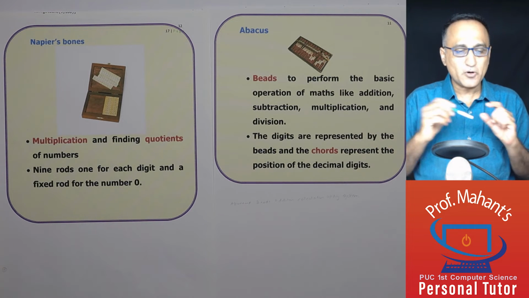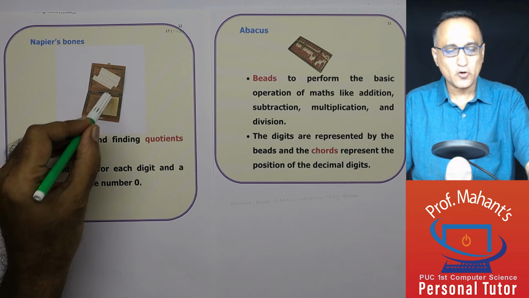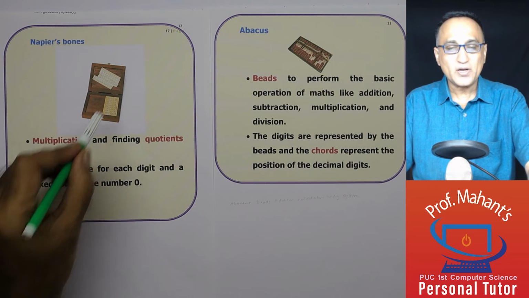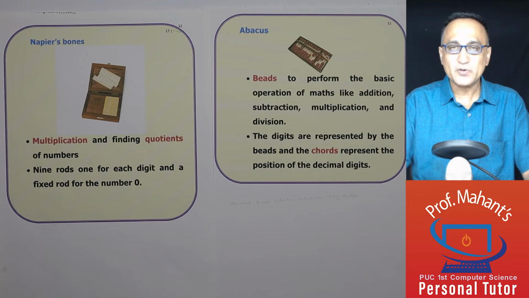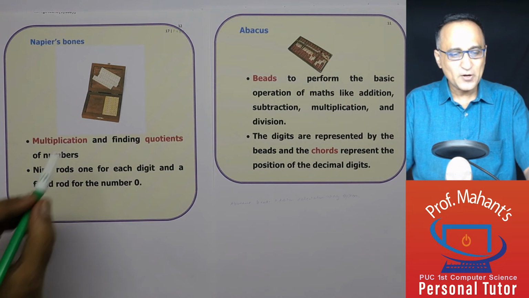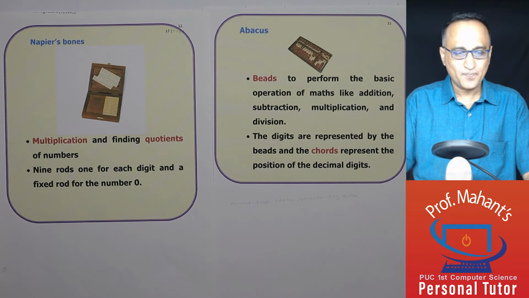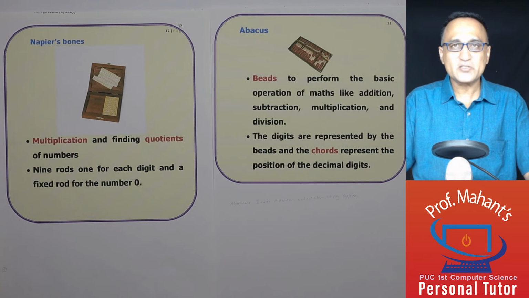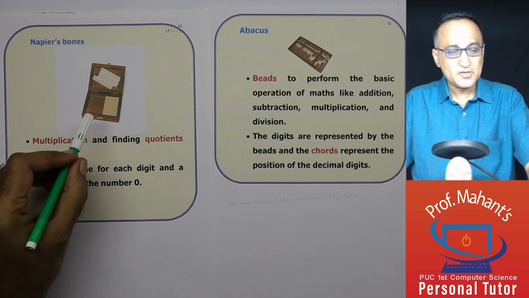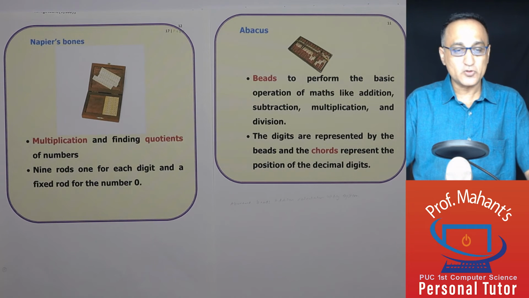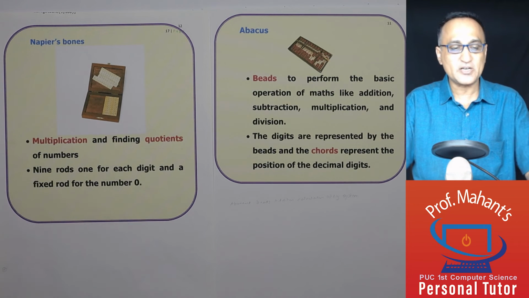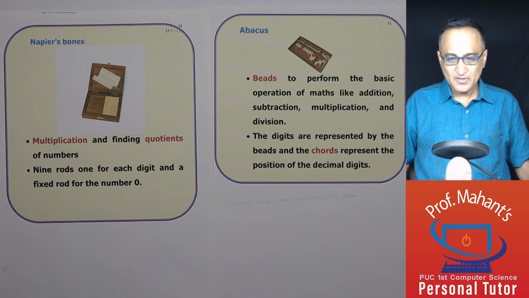So the unique thing about Napier's bone was you had rods like this. You had a total of 9 rods representing digits between 1 to 9. And you had a fixed rod for the digit 0. Napier's bones were made out of wood, it could be metal, it could be ivory, and any other common material available at that particular point of time. So Napier's bones were quite extensively used post their invention for multiplication and finding quotients.